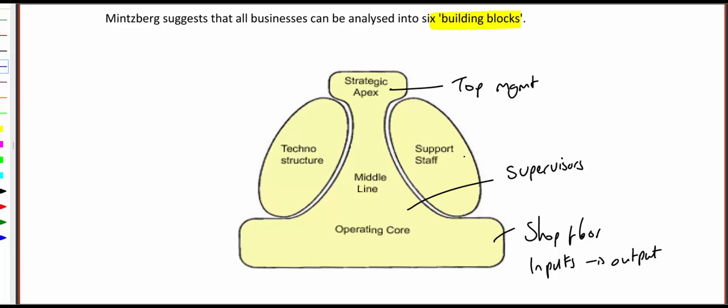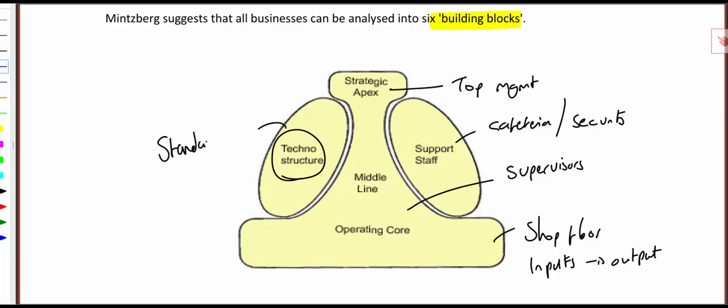Also, we've got support staff. Support staff are exactly that, staff that support the rest of the organisation. That might be your cafeteria staff or perhaps your security team. And then finally, you've got this strange term over on the left here, technostructure. Technostructure is all about standardisation, so whenever you see standardisation in reference to Mintzberg, that's what we're talking about. It's where our analysts and our planners sit. This might be, for example, your finance team, standardising behaviour.